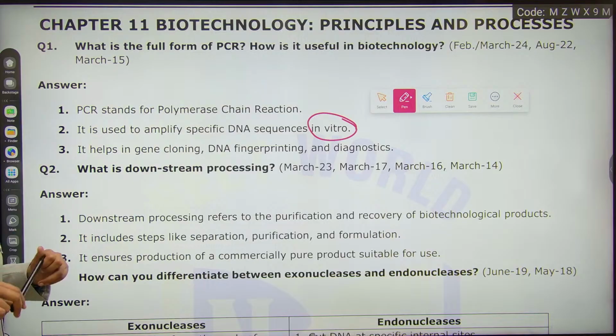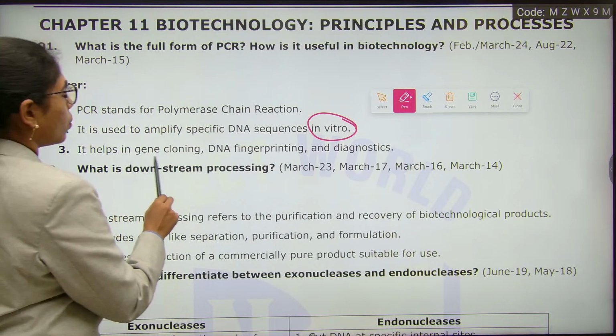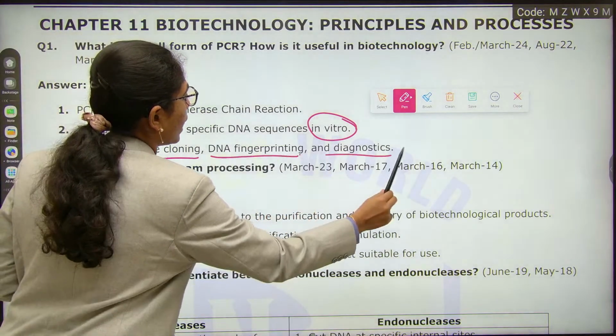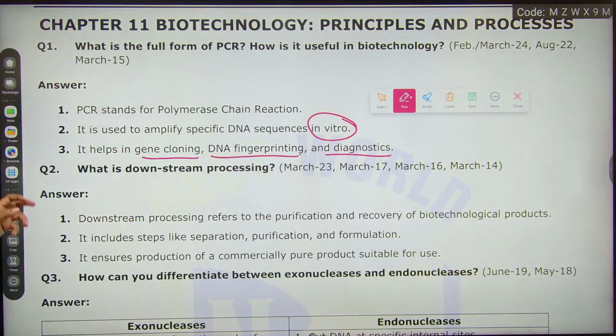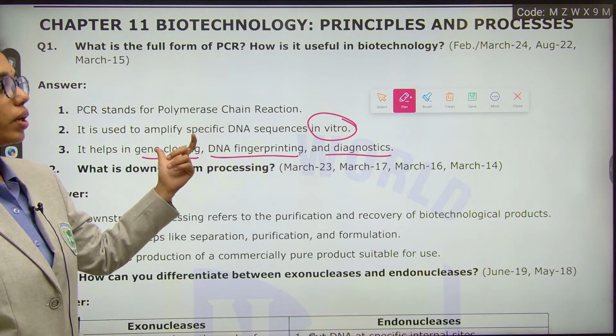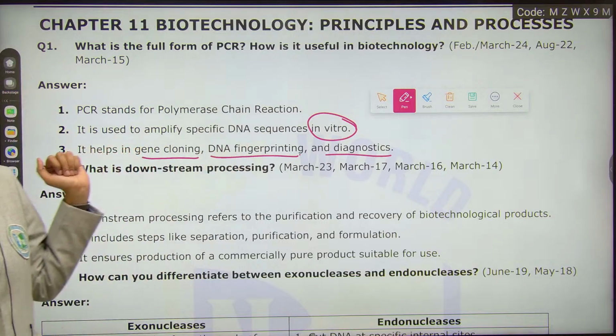This will help in what processes? Gene cloning, DNA fingerprinting and diagnostics. This will help in all these three processes: gene cloning, DNA fingerprinting and diagnostics.